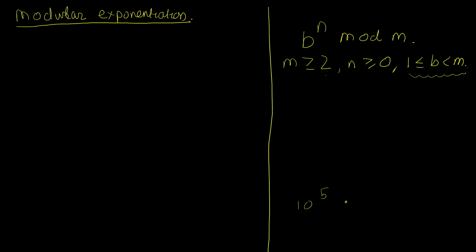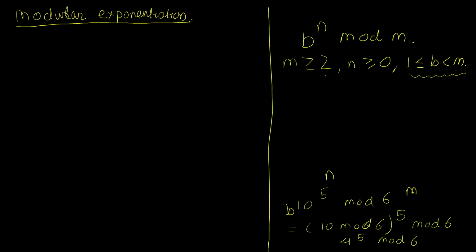If we have 10 raised to the power 5 mod 6, we know that this is equal to 10 mod 6. So I can just bring the mod inside, take the power 5 and take the result mod 6. And I know that 10 mod 6 is simply 4. So this will be 4 raised to the power 5 mod 6. So whenever I'm considering b raised to the power n mod m, if my b is greater than m, in this case 10 is greater than 6, I can apply this rule to make sure that b is less than m. And once I get to this stage, this is what I pass into my algorithm. Okay, so these are just conventions that will make our algorithm easier to implement.